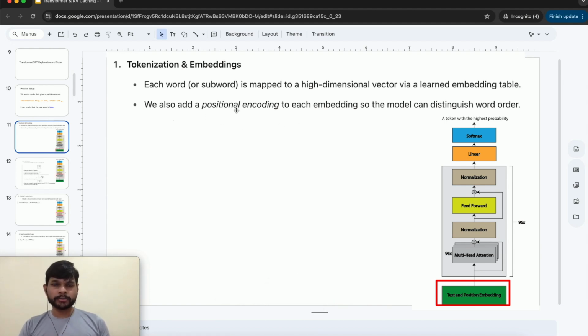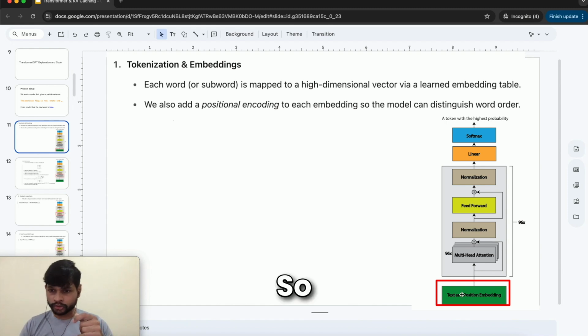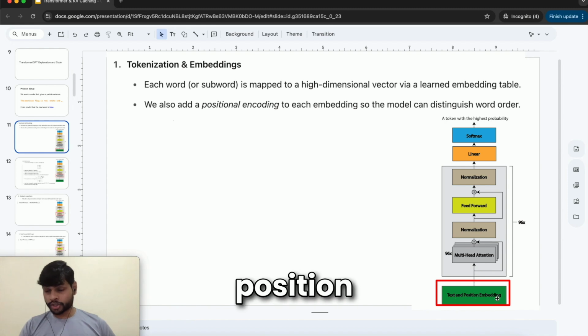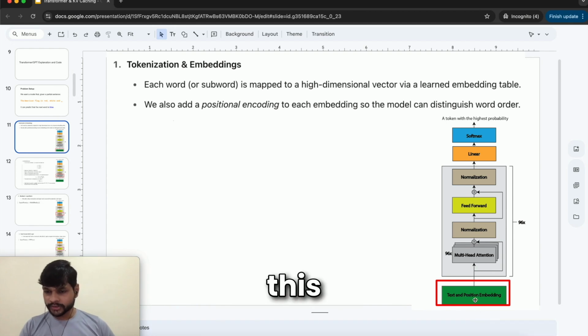We should also add something called positional encoding to each of those embeddings so that the model can distinguish the word order, because in a sentence the relative position of the words is also important. So that is the first step. This is the entire transformer architecture which is used in GPT, and the first step is the text and position embedding. So imagine we are feeding our input sentence into this block first.